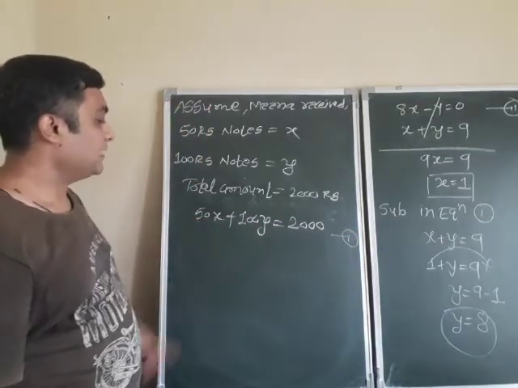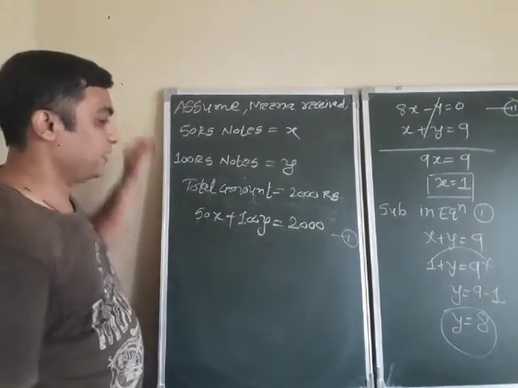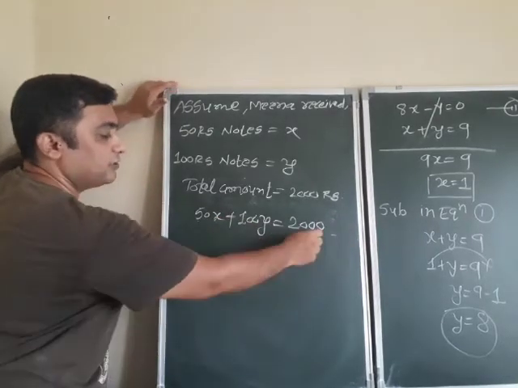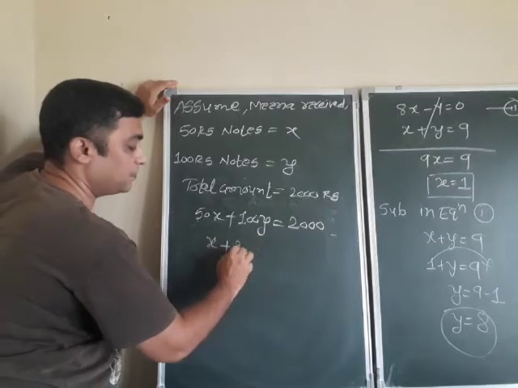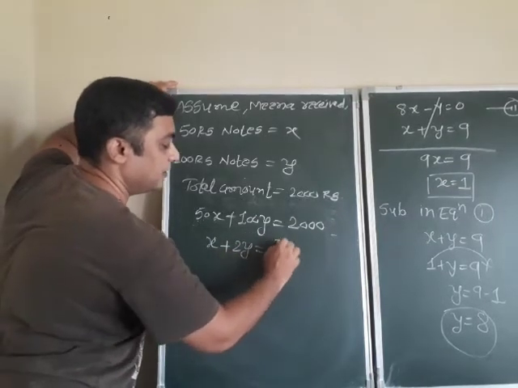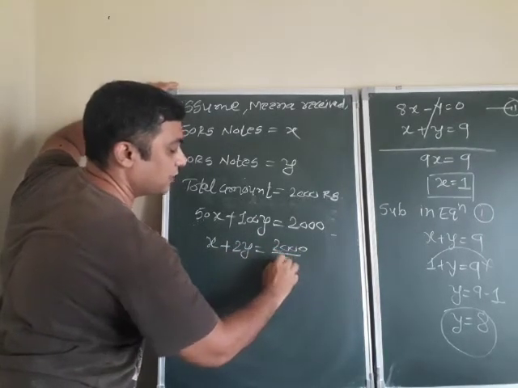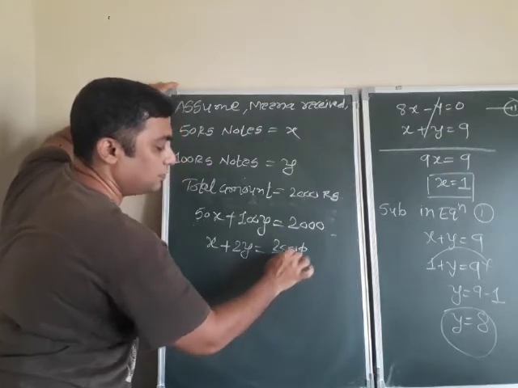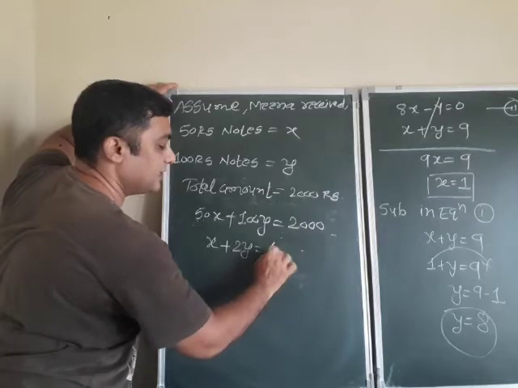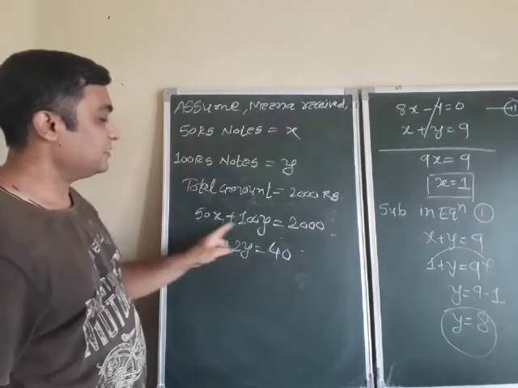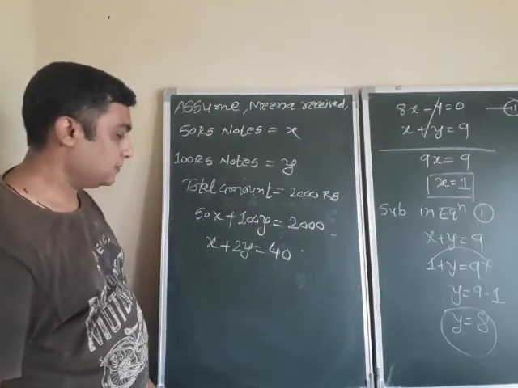Fine. I think you can divide these equations by 50. So see, divide this whole equation by 50. So 50 upon 50 is x, 100 upon 50 is 2y, and here it is 2000 upon 50. So the zeros cancel, 5 fours are 20, and so it is 40. You can write it directly. So we divide these equations by 50. May I write here?